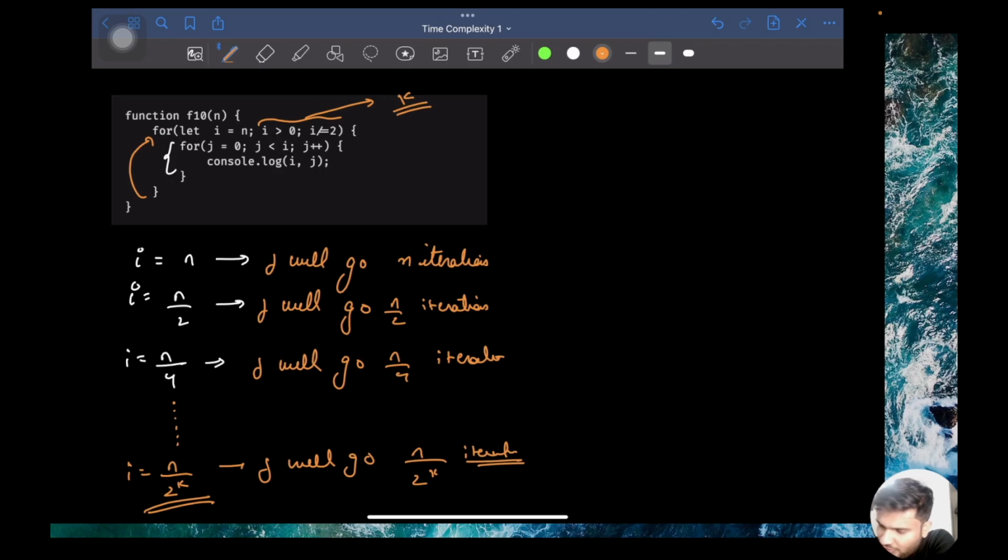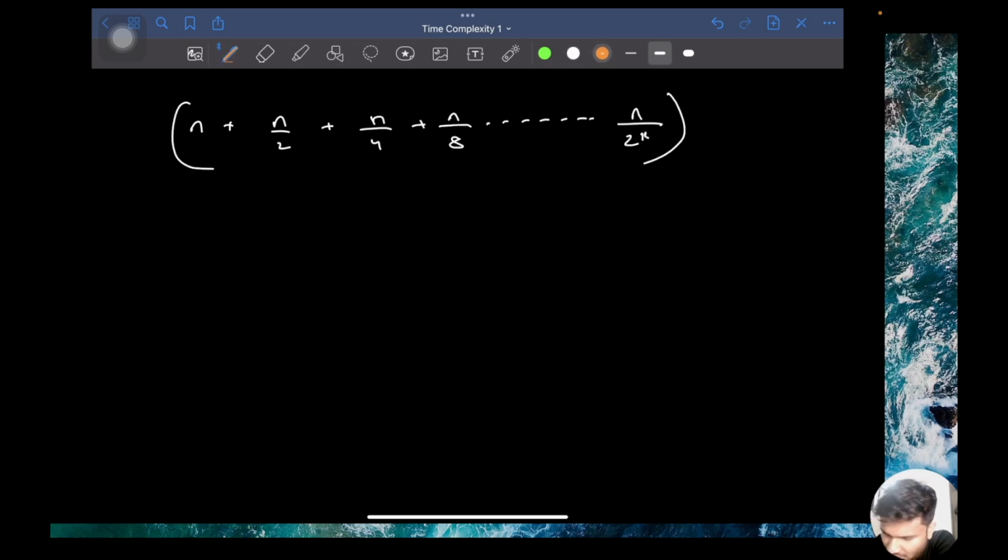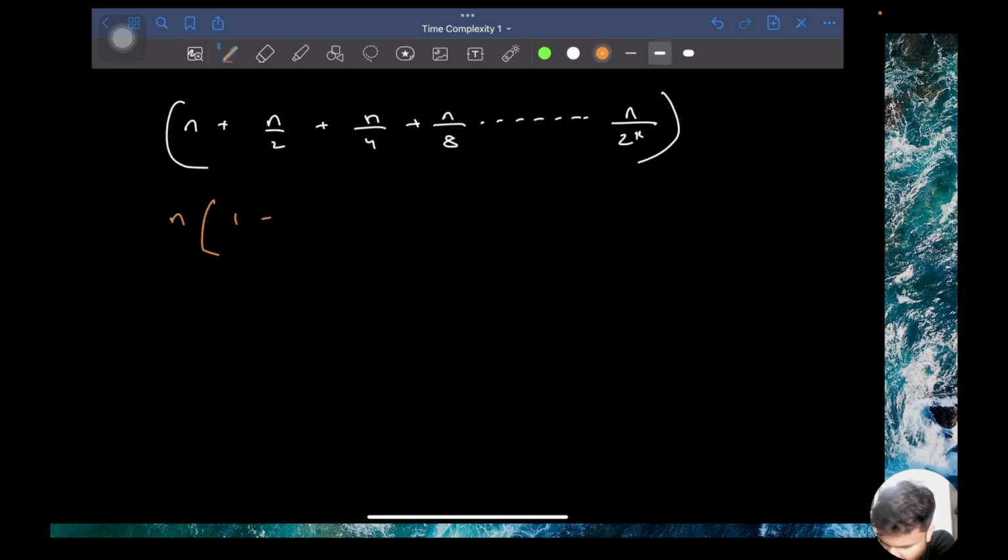So what is the total number of iterations? The total number of iterations is n plus n by 2 plus n by 4 plus n by 8, and so forth, up to n by 2 raised to the power k. I can take n common. This is 1 plus 1 by 2, or you can say 1 by 2 raised to the power 0, 1 by 2 raised to the power 1, 1 by 2 raised to the power 2, 1 by 2 raised to the power 3, and so on, up to 1 by 2 raised to the power k.